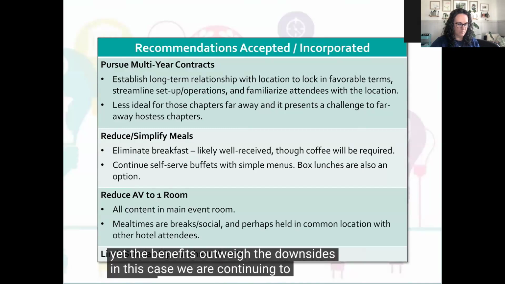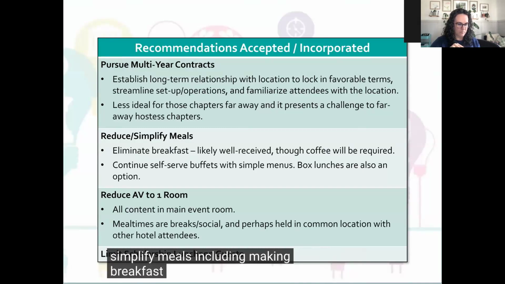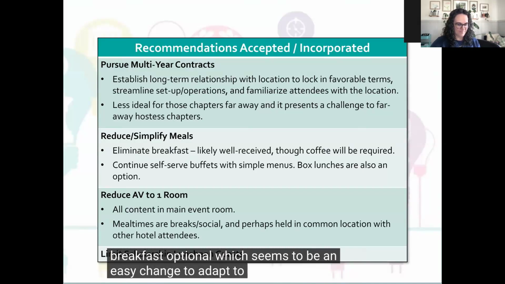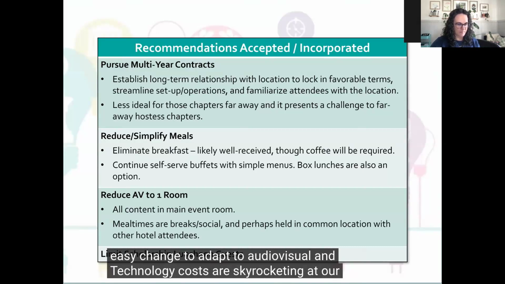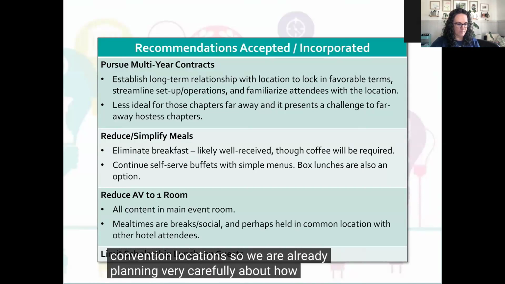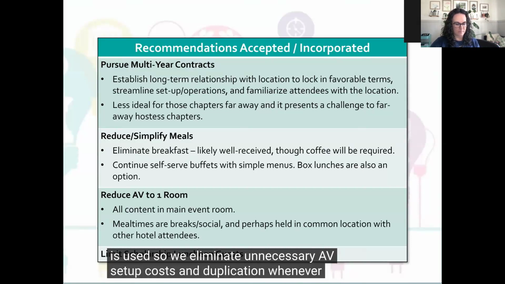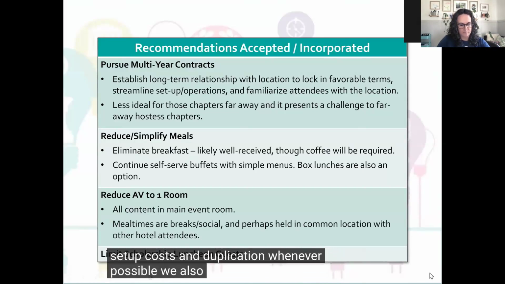We are continuing to simplify meals, including making breakfast optional, which seems to be an easy change to adapt to. Audio-visual and technology costs are skyrocketing at our convention locations. So we are already planning very carefully about how space is used, so we eliminate unnecessary AV setup costs and duplication whenever possible. We also recognize that we can easily limit scholarship luncheon guests to reduce costs and still have a meaningful celebration.